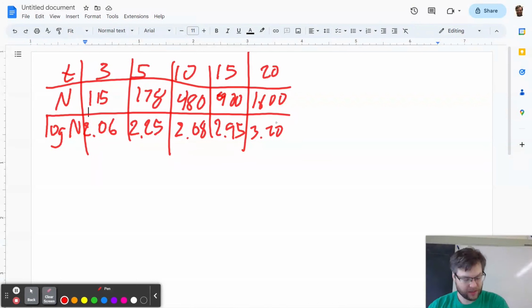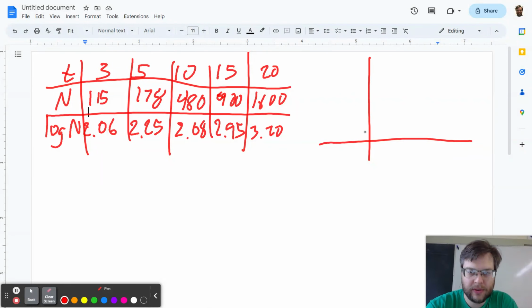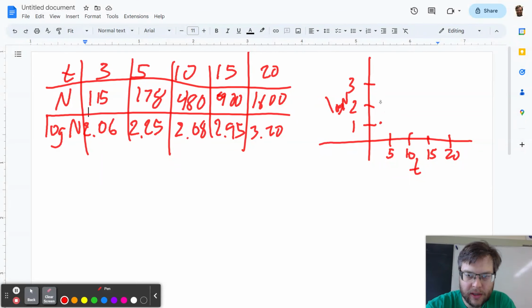Now we're going to draw a graph of log n against t. What that means is on the y-axis is log n and on the x-axis is t. So let's say that this is 5, 10, 15, 20. This is obviously not going to be the most accurate graph you've ever seen, but here's log n equals 1, log n equals 2, log n equals 3. 3 is right about there. 5 is a little bit bigger. 10 is a little bit bigger. 15 is a little bit under 3. 20 is a little bit over 3.